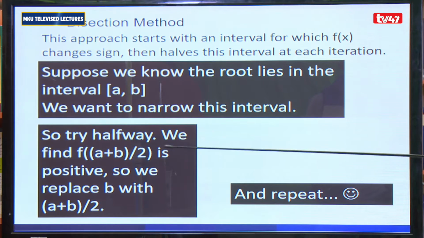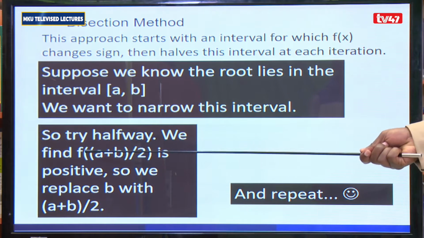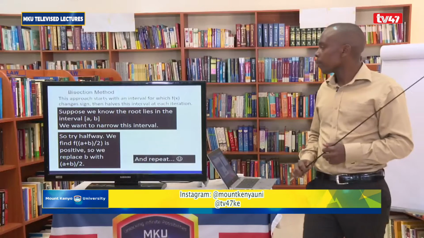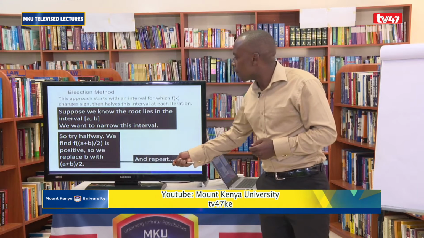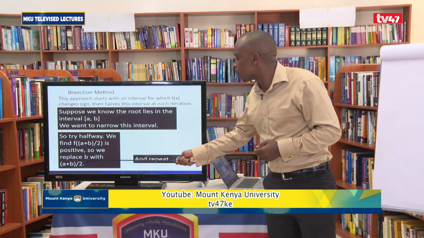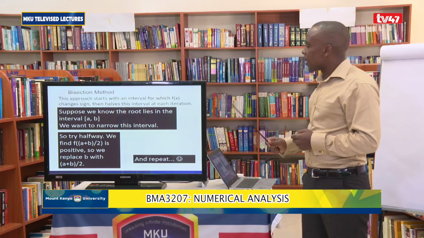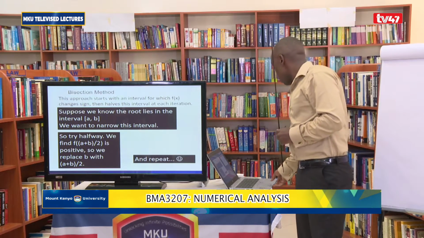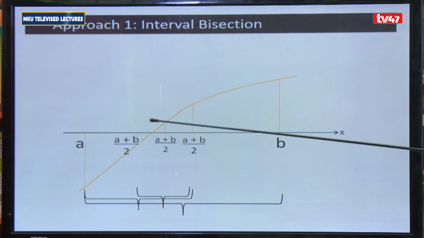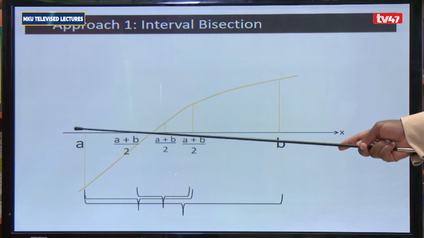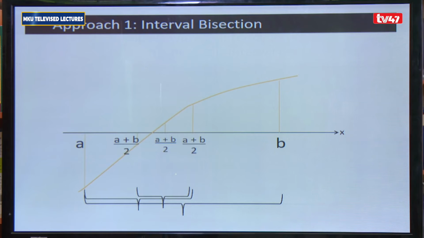So we try halfway, and this gives us our first approximation of the root, and then find the corresponding value of f((a+b)/2). The process is repeated in this form. Here we have our first guess: we guess the first real value that gave us a negative value, and then we guess another value that will give us a positive value.